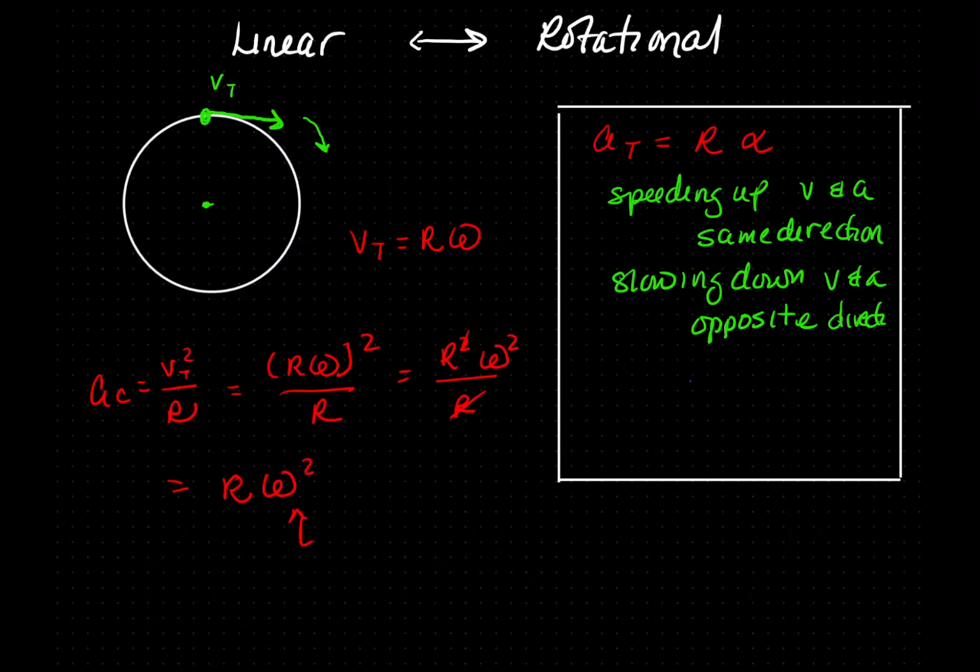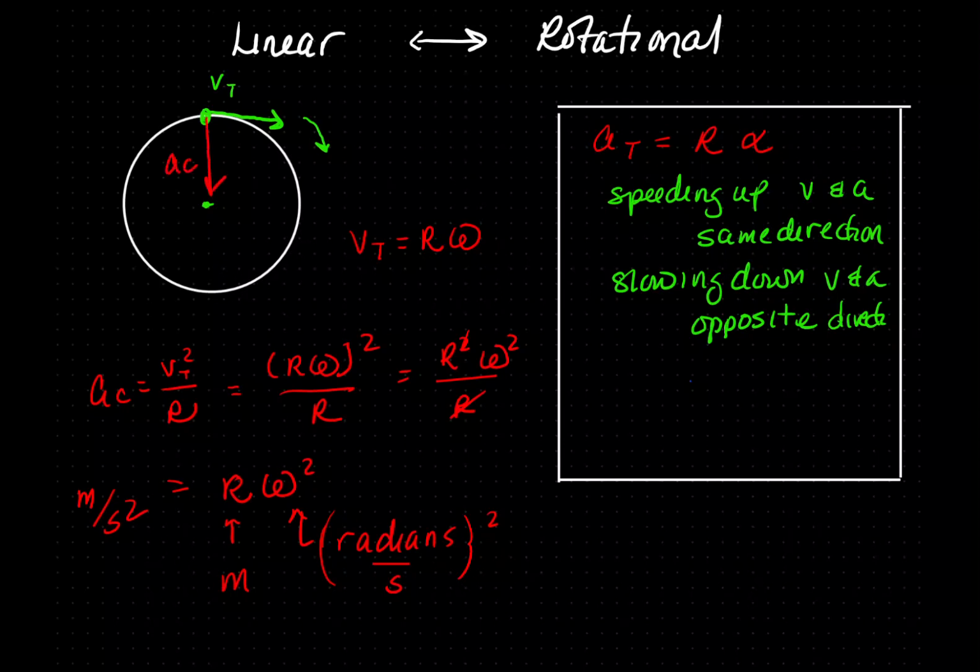Remember, SI units for angular velocity was radians per second. Since there's two of them, this is going to be radians squared per second squared, and the radius is in meters. We have centripetal acceleration because the tangential velocity is changing and there's a centripetal force present. The direction of the centripetal acceleration is always towards the center of the circle.